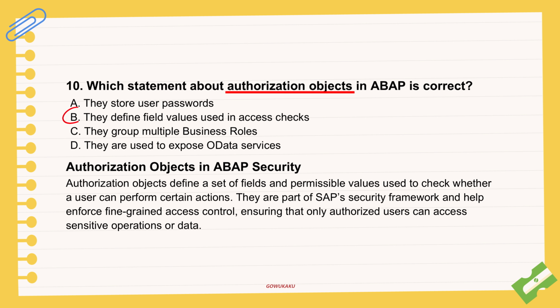Well, when a program runs, say, trying to display sensitive customer data or approve a large payment, the system performs an authorization check. It looks at the relevant authorization object and compares the values in the object against the user's assigned permissions. So it checks if this specific user is allowed to see this specific data or perform this specific action. Exactly. It's not just a simple yes-no for the whole program. It's fine-grained control. The deep insight here is that these objects are the foundation of a sophisticated role-based security model.